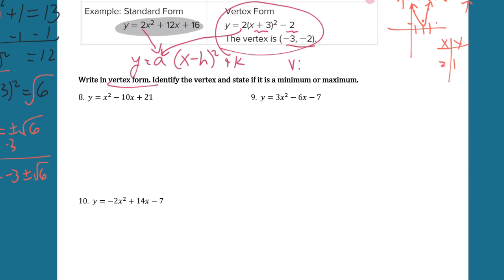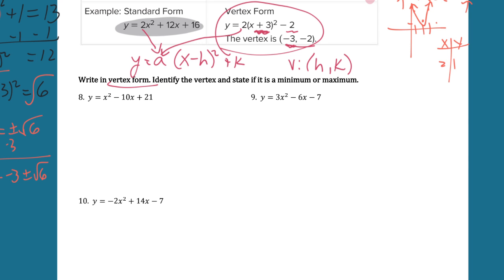Remember, the vertex is hk. And you know, if you see a plus 3 here, that means left 3. Okay, and that means the x coordinate is negative 3. And then the k stays the same. So hk is going to be the vertex of that problem.